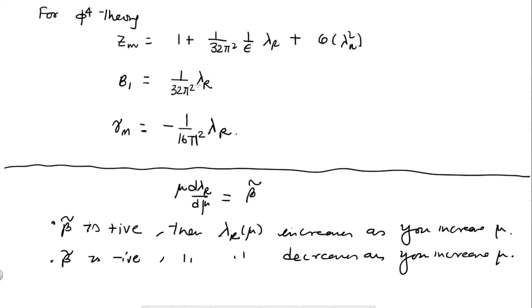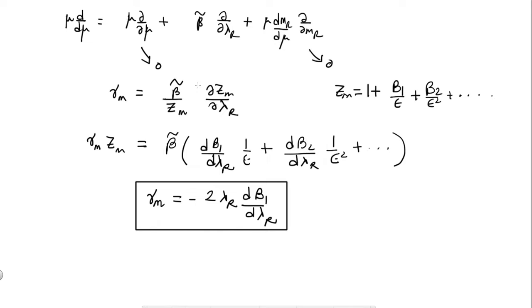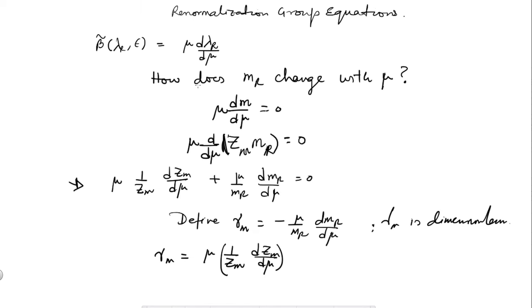Okay, let's continue our discussion on renormalization group equations. So far we have looked at the equations that govern the evolution of the coupling constant as you change the scale mu, where mu is the renormalization scale, and that is governed by the beta function. And note that the beta function is a universal function, meaning once you have specified the theory, the beta function is fixed.